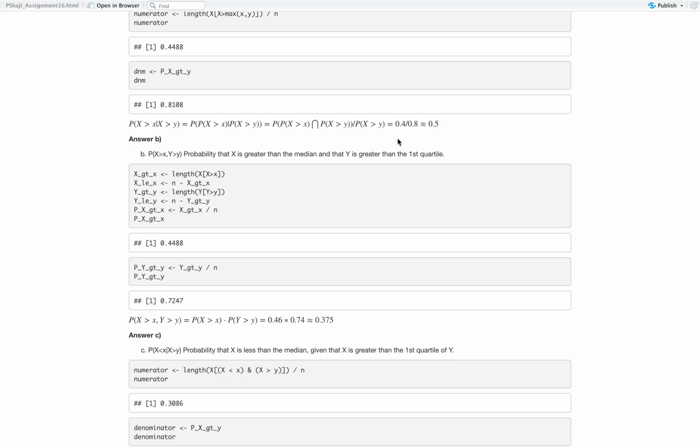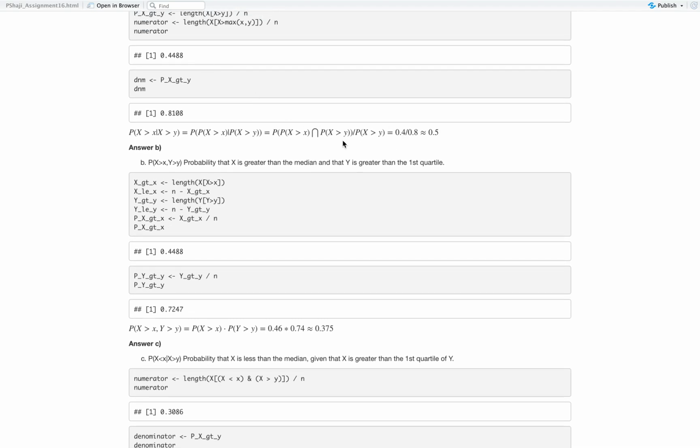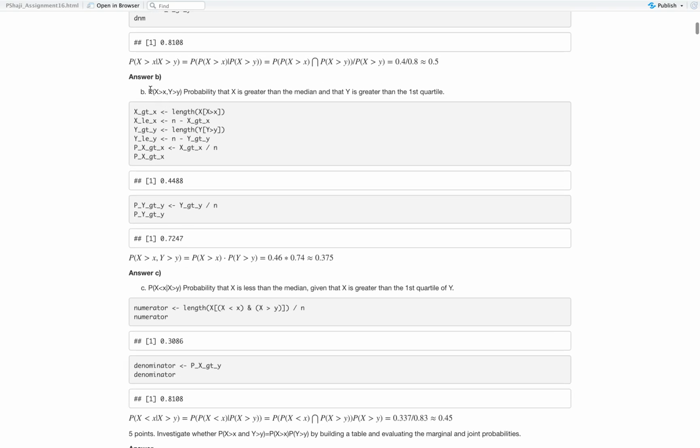So in this, we have P(X > x) as 0.4, and P(X > y) as 0.8. So that's how we get the answer as 0.5.